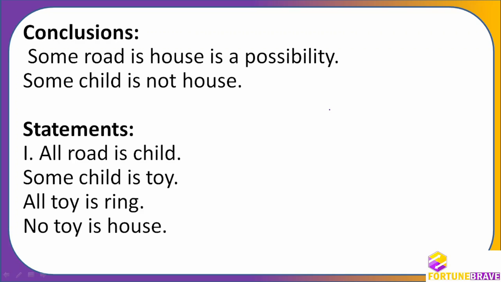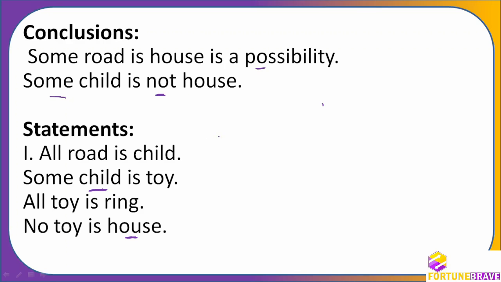Okay. "Some road is house" is a possibility. So let us see. All road is child. Possibility cases we normally will not take, because possibility cases will put you in trouble. So I am going to take "some child is not house." This is very interesting. So we'll go to child and house. Some not should mean what? Some child at any cost should be outside house.